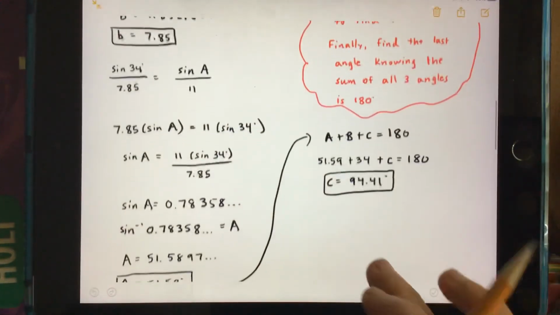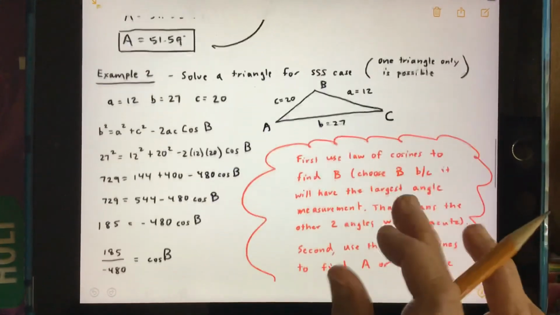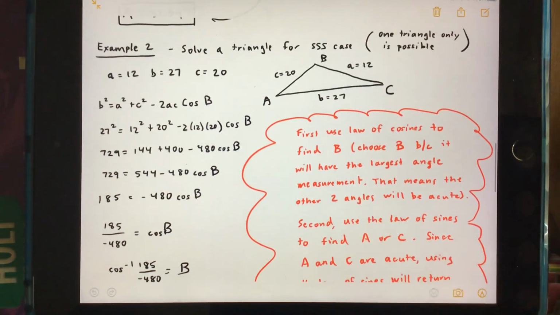All right, one more problem to take a look at, and that is example 2, solve a triangle for the SSS case. You know all 3 sides, but you don't know any of the angles. And again, only one triangle is possible in this case. There's no other way to draw the triangle other than what you see here, because the sides will determine what the angle measurements have to be.